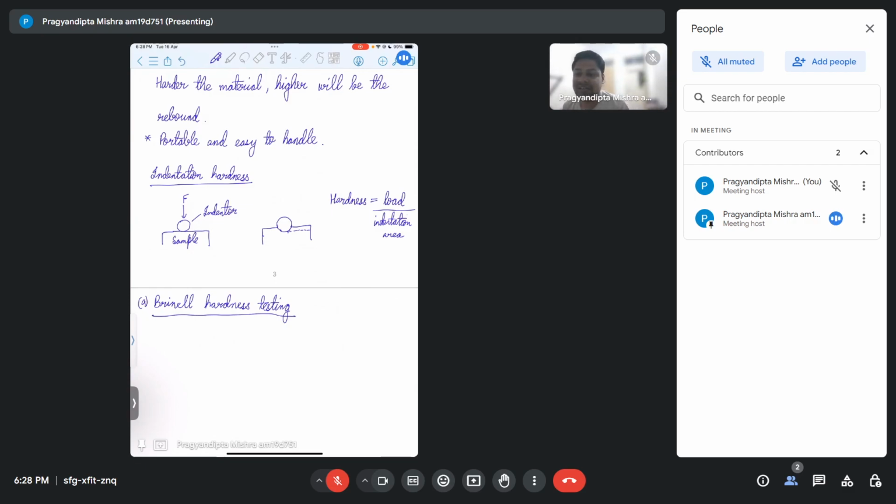So in Brinell hardness test, we have a 10 mm steel ball, or tungsten carbide ball, which is being used as an indenter. So it will be ball shaped: a 10 mm steel or tungsten carbide ball used as an indenter.